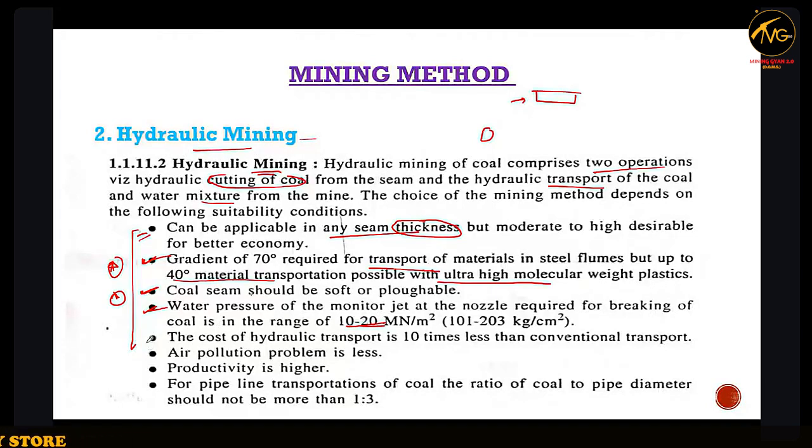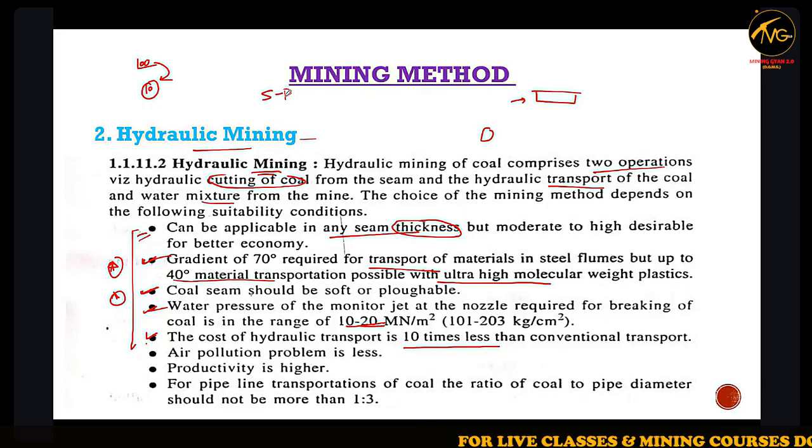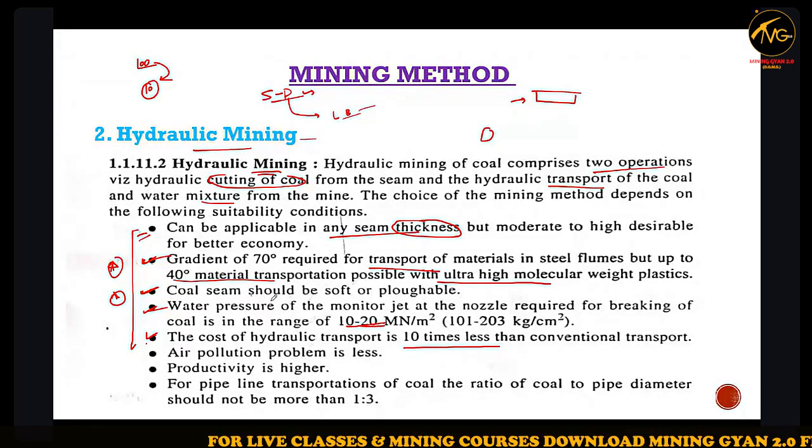It is cost effective. In other methods, if we are spending 100 rupees, then in hydraulic mining we require only 10 rupees. So it is 10 times less than conventional transportation. Conventional means shovel and dumper combination on the surface, and in underground, longwall, board and pillar, conveyor belt. So it is 10 times more cost effective.